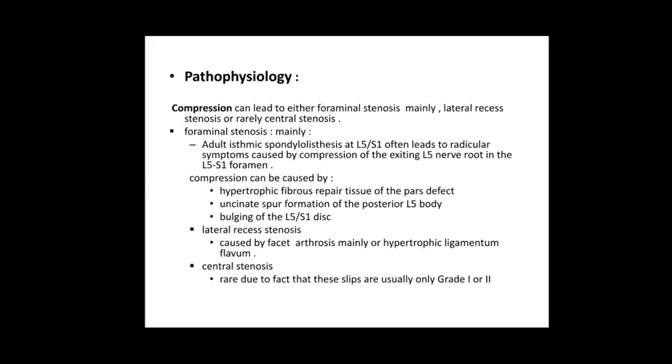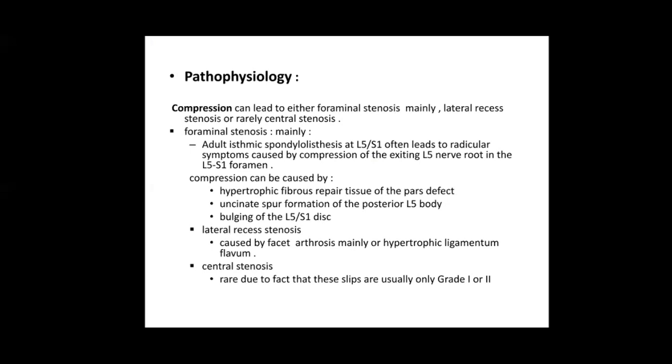Adult isthmic spondylolisthesis at L5S1 often leads to radicular symptoms caused by compression of the exiting L5 nerve root in the L5S1 foramina. So in general at L5S1, which one will be compressed? The upper one, because as we said before in intervertebral disc herniation, a far lateral disc presses on the nerve root above. Here at L5S1 with isthmic or adult spondylolisthesis, the compression can be at any area of the foramina, so it becomes like a lateral disc herniation in the lumbar region. Mostly those patients will present with symptoms of L5.